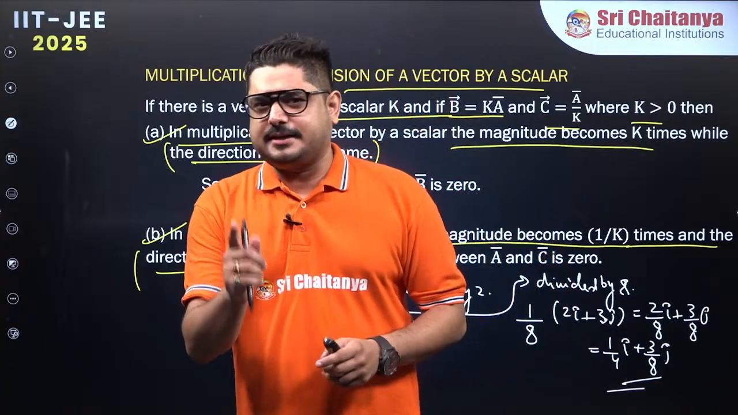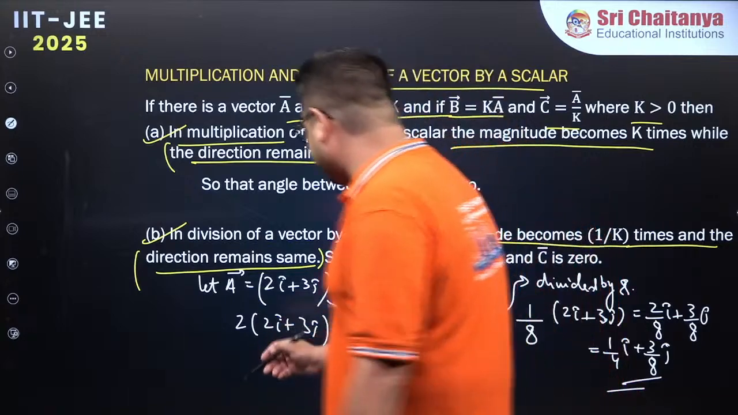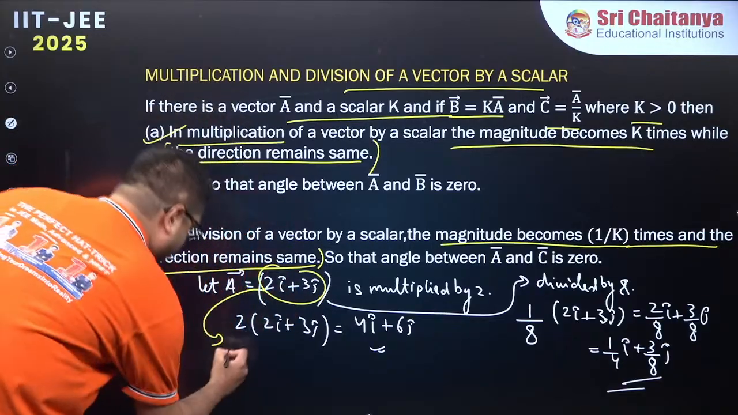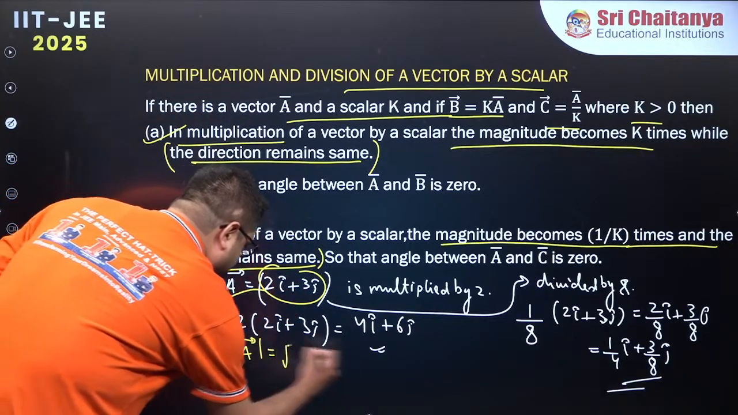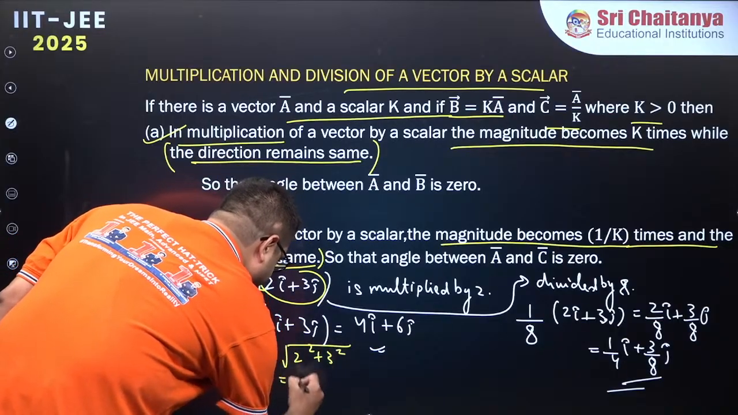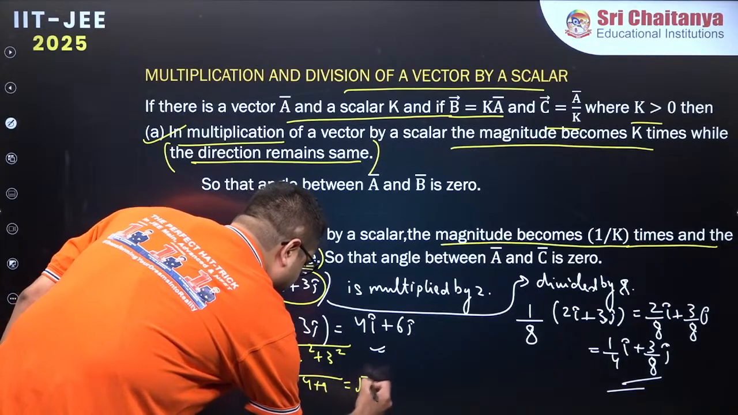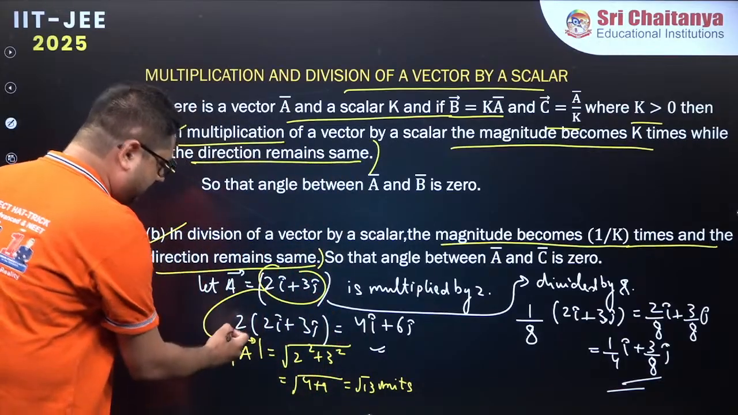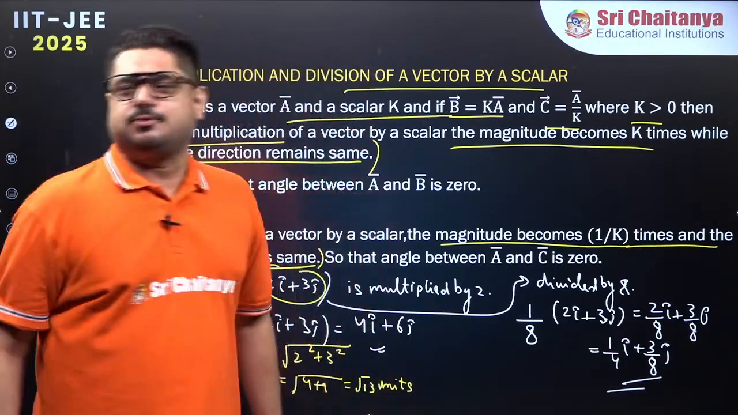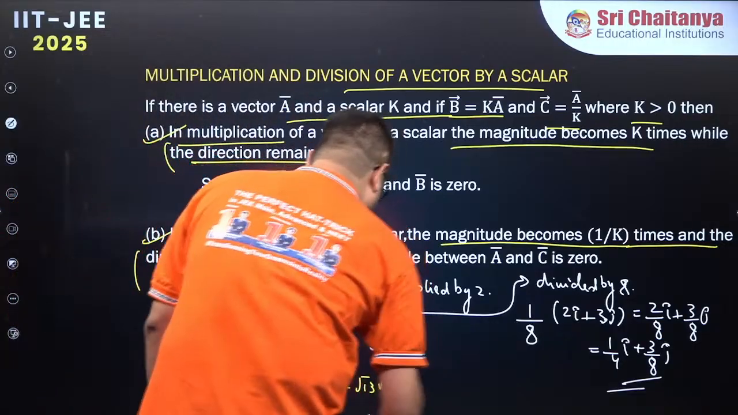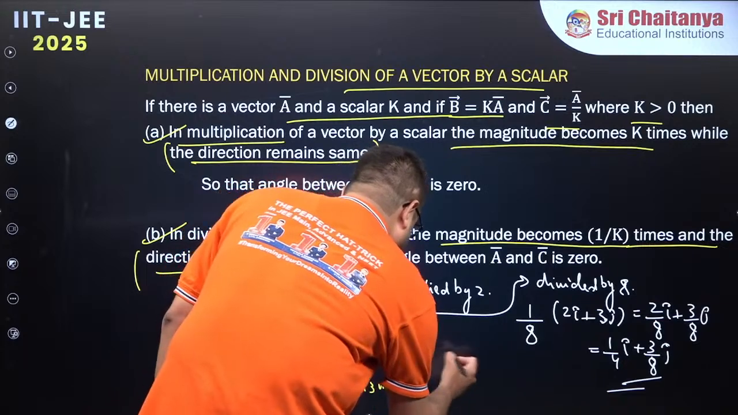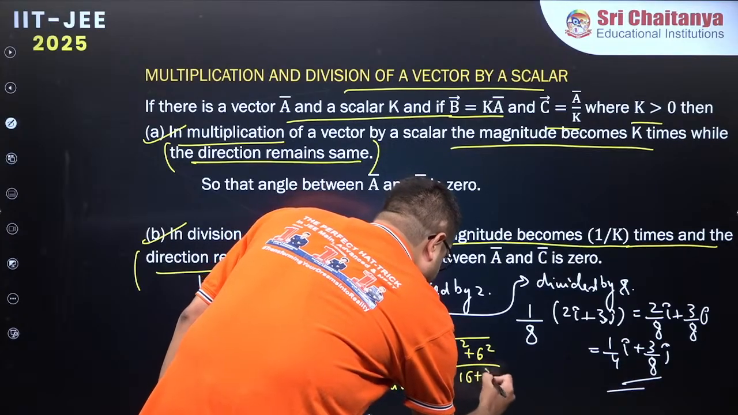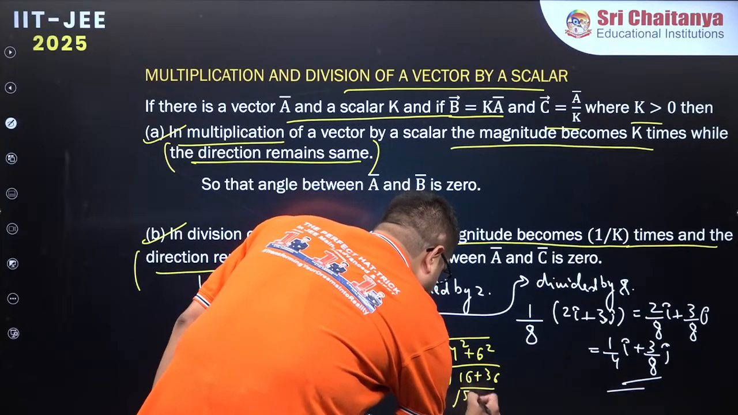Now, always remember one thing: the magnitude is changing. See how the magnitude is changing. Let's take the example of this 2i cap plus 3j cap. What is the magnitude of it? You know that the magnitude of a vector is the square root of 2 square plus 3 square, which is 4 plus 9, that is root 13 units. But after multiplying this with a scalar quantity which is 2, the new magnitude is nothing but 4 square plus 6 square, which is 16 plus 36, which is going to be root 52 units.